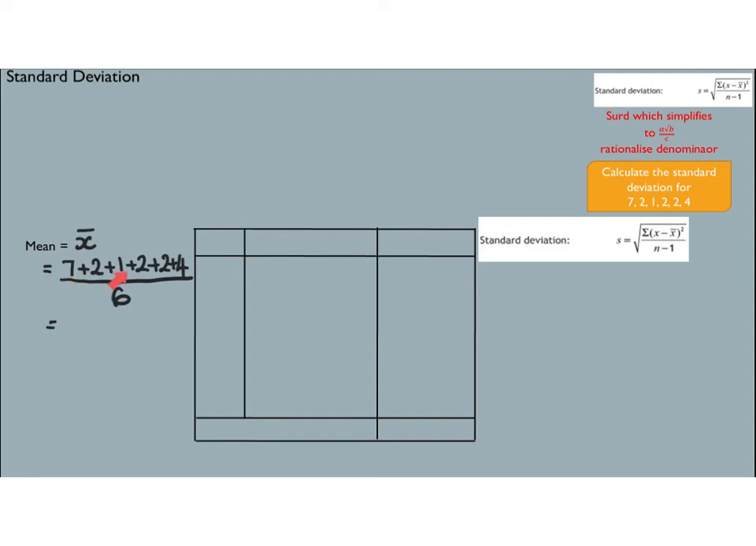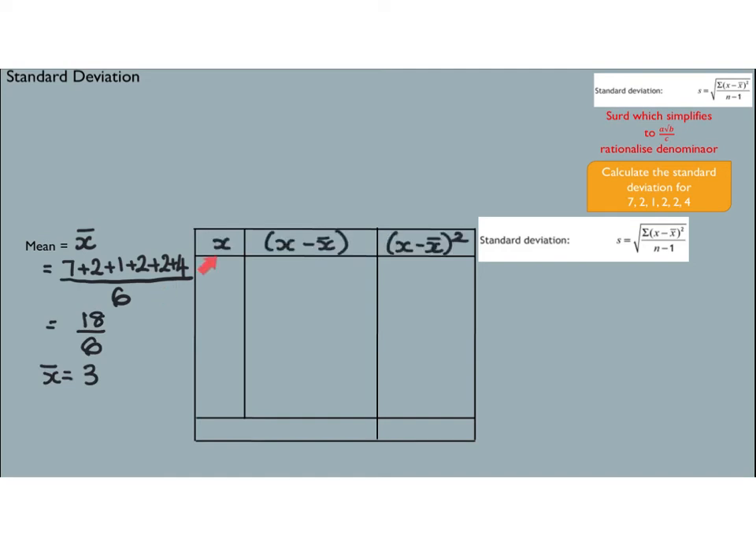What do they add up to? They add up to 18. So I've still got to do 18 shared by 6. That's easy enough. 18 shared by 6 makes 3. So our mean is 3.